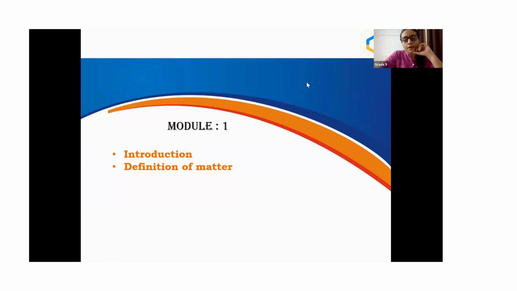Anything which has mass and occupies space is matter. Then we are going to study the factors which affect matter, or the composition of matter, related to temperature and pressure. And at the end, after studying the different phases of matter and how matter changes from one phase to another, we are going to study latent heat of fusion and latent heat of vaporization. All this we are going to study in this chapter.